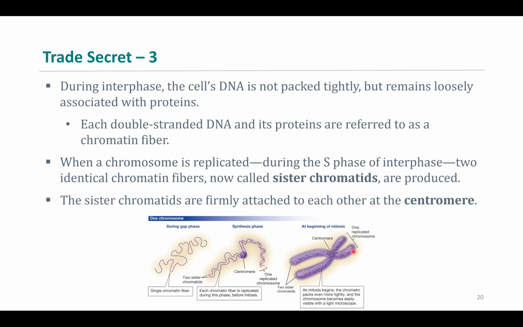Now at the end of the prophase, this is how that chromosome looks. These are the sister chromatids that were replicated at S phase. So when these two are separated, each cell is going to get a copy of this chromosome.